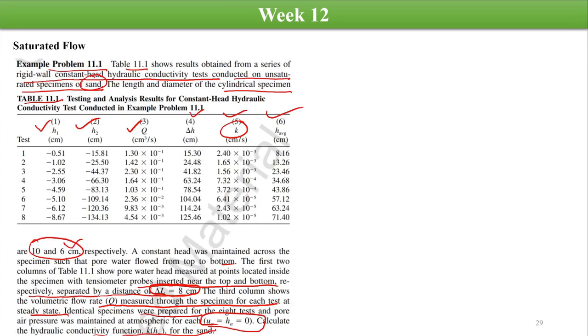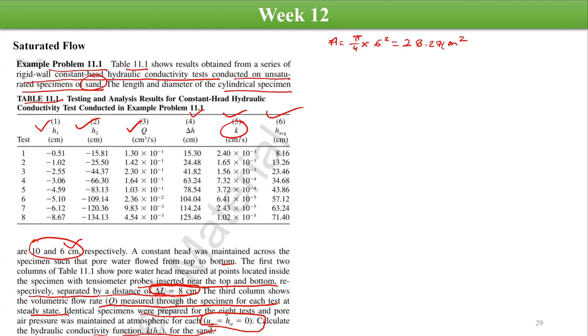the sample dimensions. So let's first find out the area of the sample. That is pi by 4 into d square, where d is the diameter. So length and diameter are provided. That's going to be pi by 4 into 36, 28.27 centimeter square.